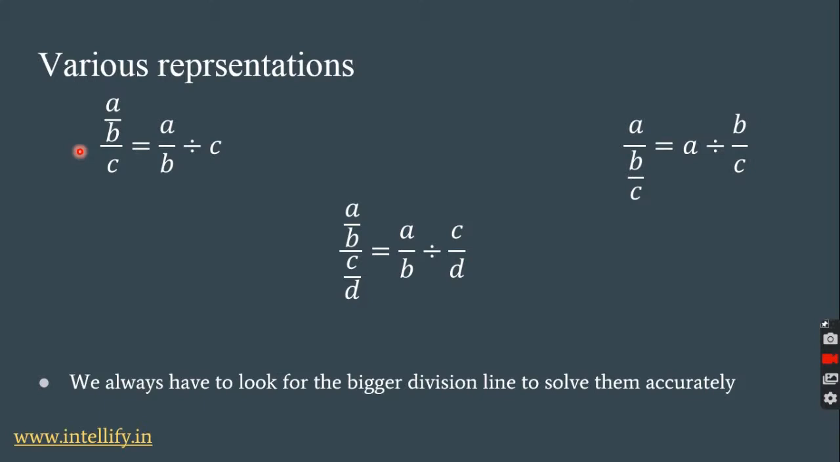Let's look at some basic representations to understand. So over here, this is the bigger line. So this whole thing is divided by this. So A by B is divided by C.